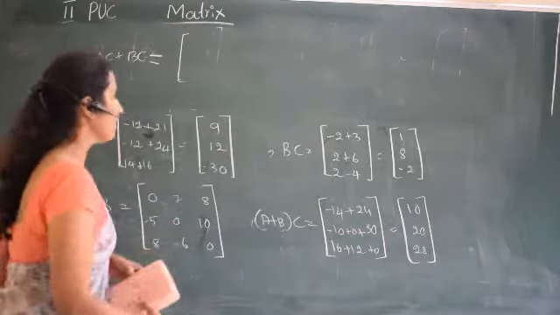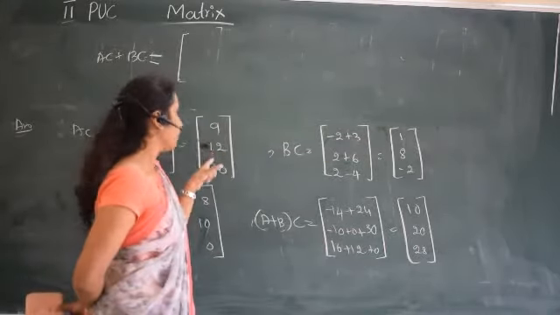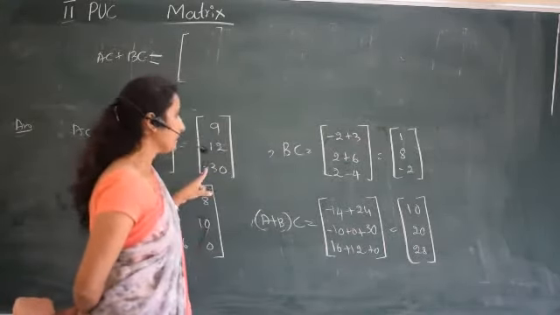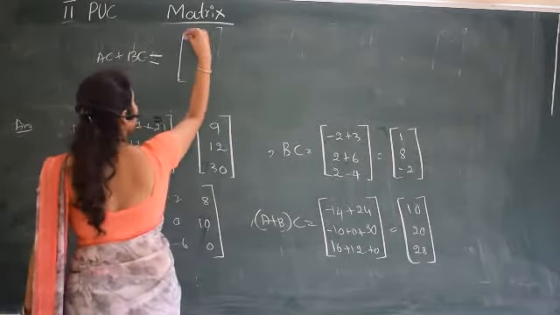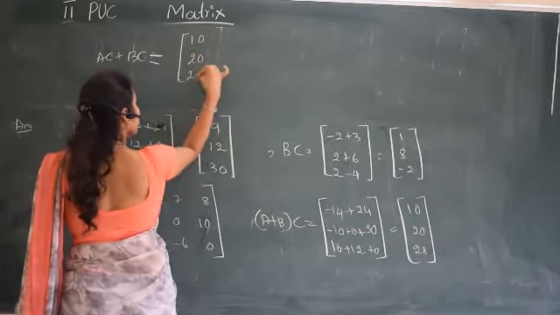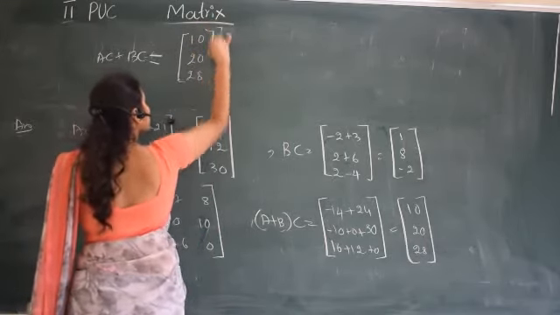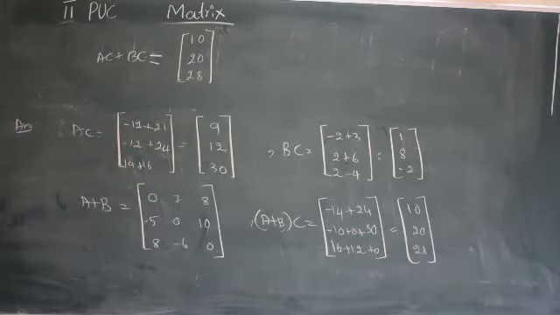When we add element wise, 9 plus 1 is 10, 12 plus 8 is 20, 30 minus 2 is 28. So we get 10, 20, 28. So AC plus BC is 10, 20, 28 and (A plus B) into C is also 10, 20, 28.